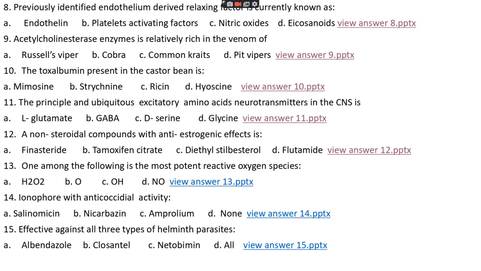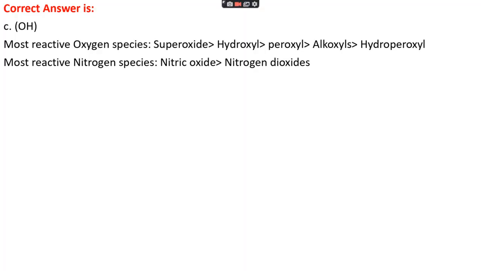Question number 13. One among the following is the most potent reactive oxygen species. Option A, H2O2; option B, O; option C, OH; option D, NO. The right answer is option C, that is the hydroxyl group. If we look at the most reactive oxygen species, superoxide is the most reactive, followed by hydroxyl, then peroxyl, then alkoxyl, and then hydroperoxyl. And among reactive nitrogen species, nitric oxide is more reactive in comparison to nitrogen dioxide.